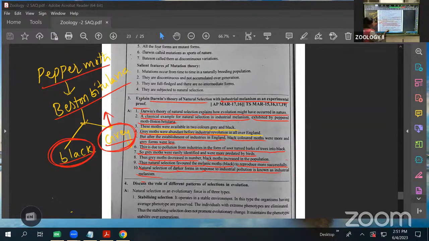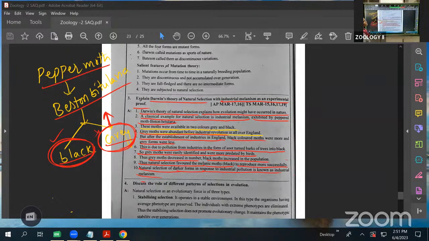After the industries' establishment, the gray color will be less. Why? The soot will come through the pollution, and at that time the barks become black in color, and the gray moths are easily visible. That's why they are decreased, and the black color will be increased. This one is about Darwin's natural selection.